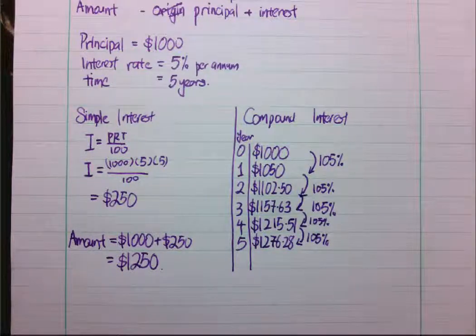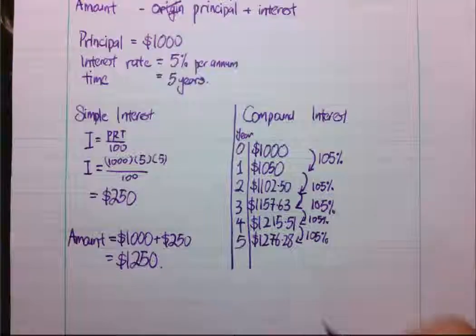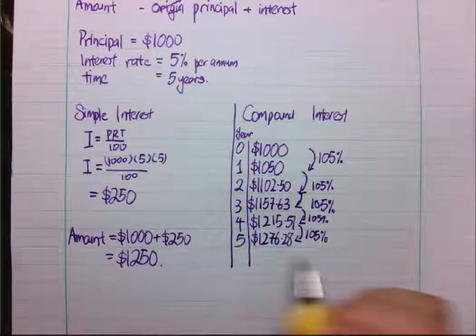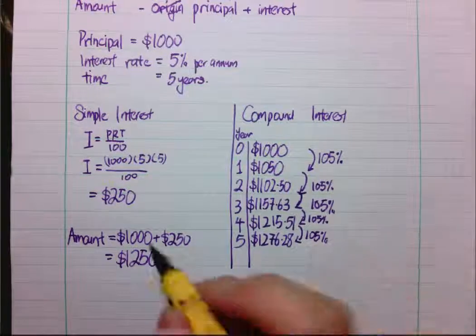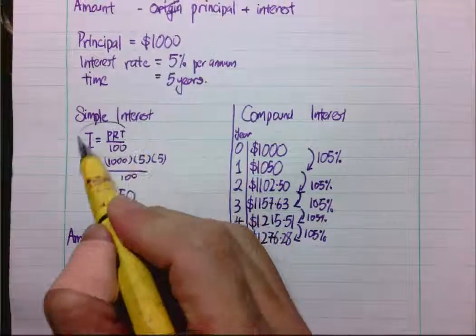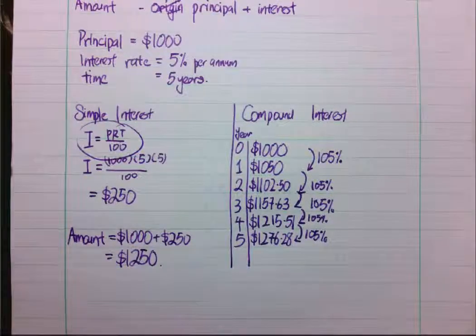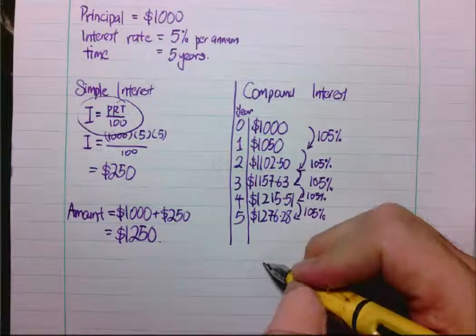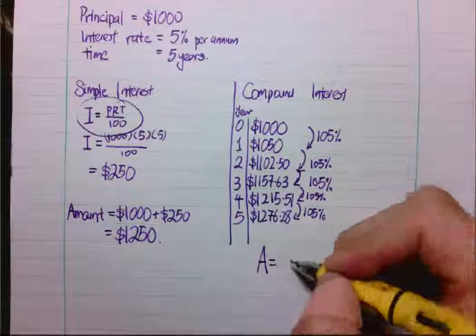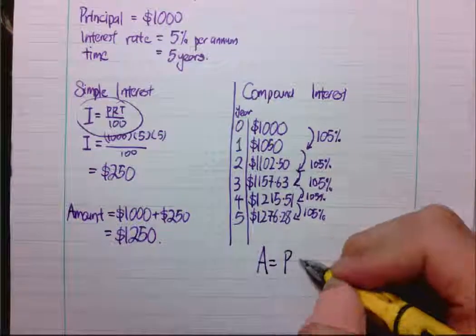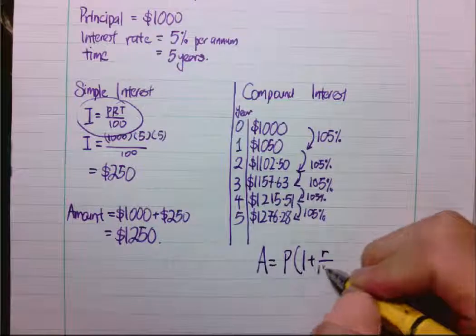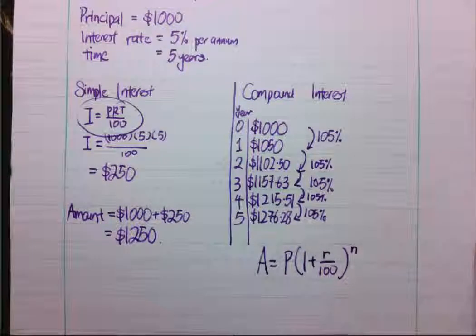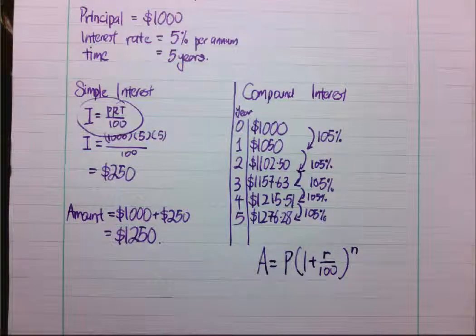Now here's the thing, not to worry so much. Notice that there is a formula for this. Here in simple interest, the formula is to calculate the interest itself. For compound interest, the formula is A equals P, the principal, times (1 plus R over 100) to the power of N.